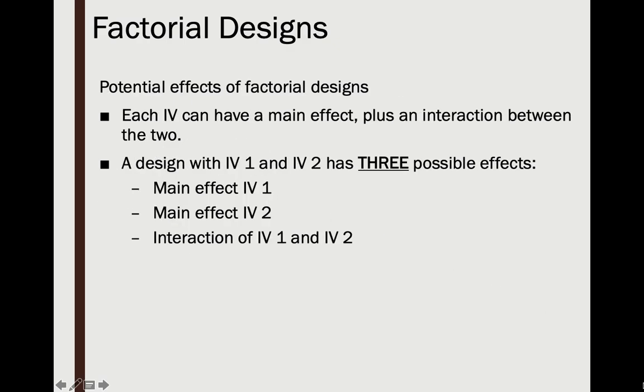So moving on in factorial designs, there are potential effects of factorial designs which you need to know all the possibilities of. So first of all, each independent variable can have a main effect. Then you can have an interaction between the 2 independent variables. So a design with IV1 and IV2, which would be maybe a 2 by 2, maybe a 3 by 2, for example, has 3 possible effects. First of all, main effect of IV1, main effect of IV2, and then an interaction of IV1 and IV2.